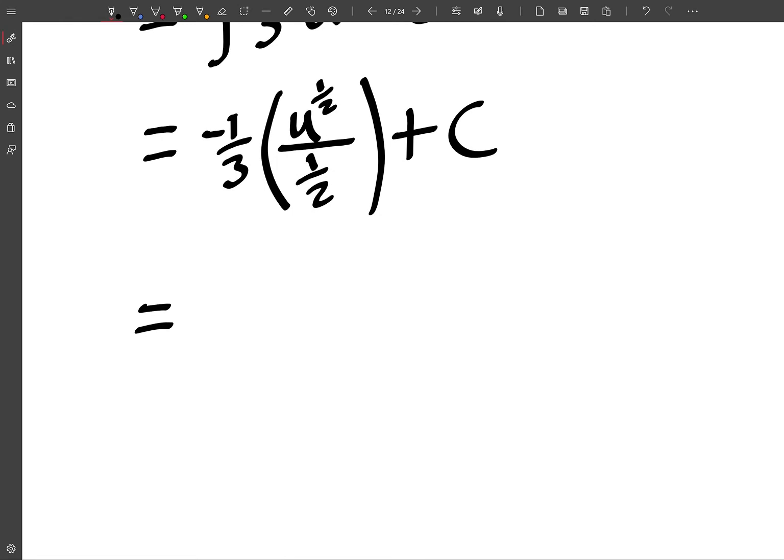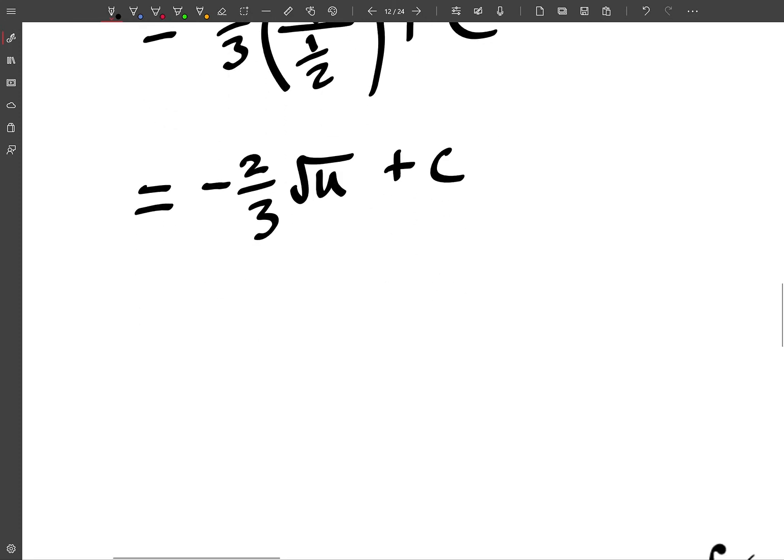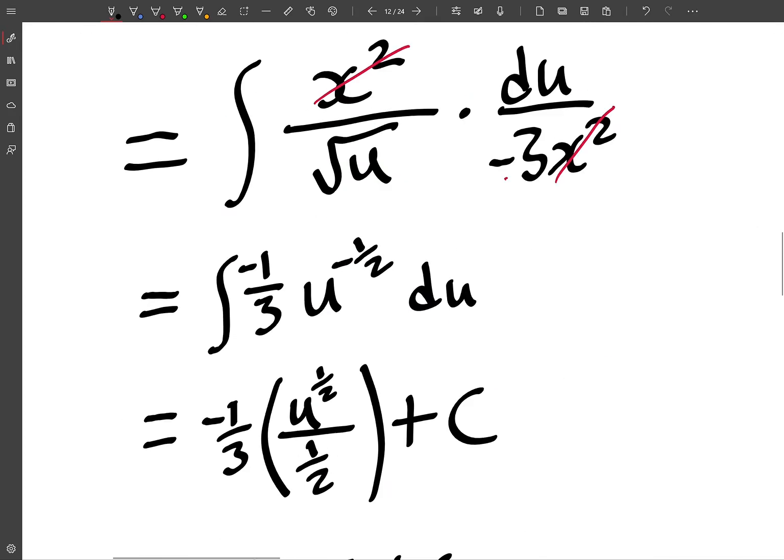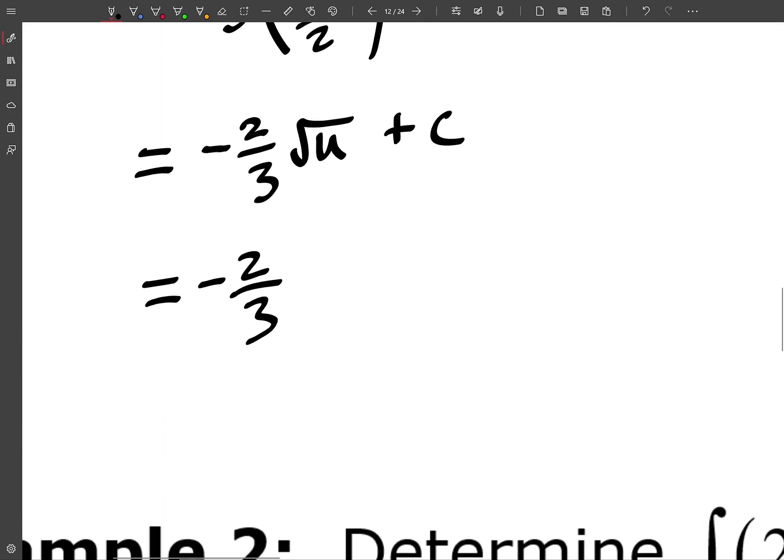And then I just simplify. This becomes negative 1/3, negative 2/3, because I'm just going to combine those two together. Square root of u plus c. And finally, I finish off by substituting my u back in. And if you recall, u was 1 minus x cubed, so I just replace that again. Bada bing, bada boom.